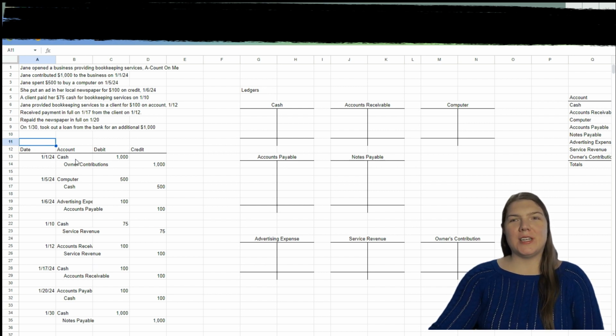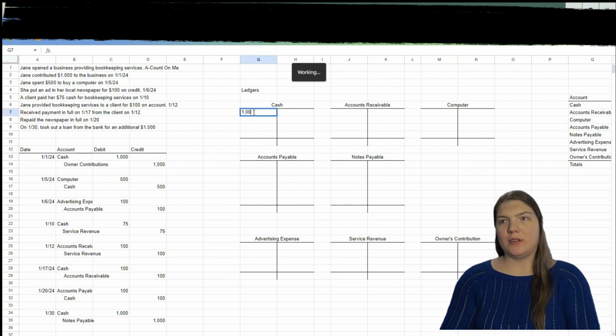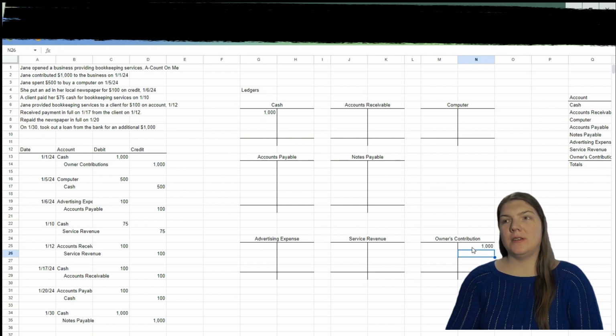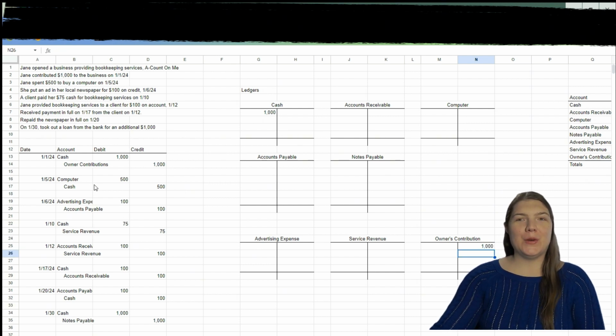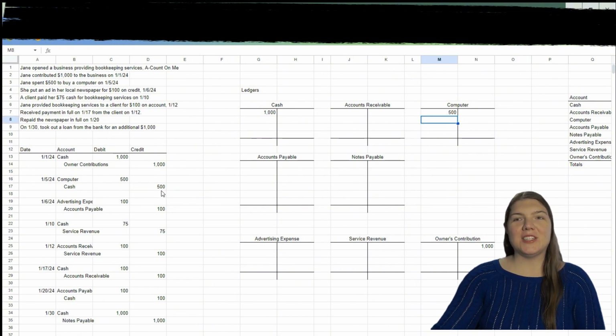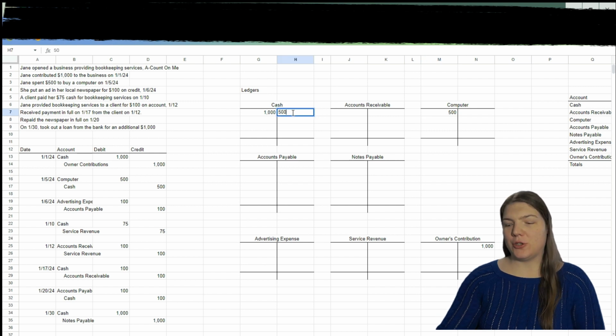We start with this entry on 1/1. Cash was a debit for $1,000. So here on my ledger for cash, I'm going to debit $1,000. And then owner contributions, we credited $1,000. So over on the owner's contribution ledger, I'm going to credit $1,000. For computer, we debited $500. So I'm going to debit the computer for $500. Cash credit $500.